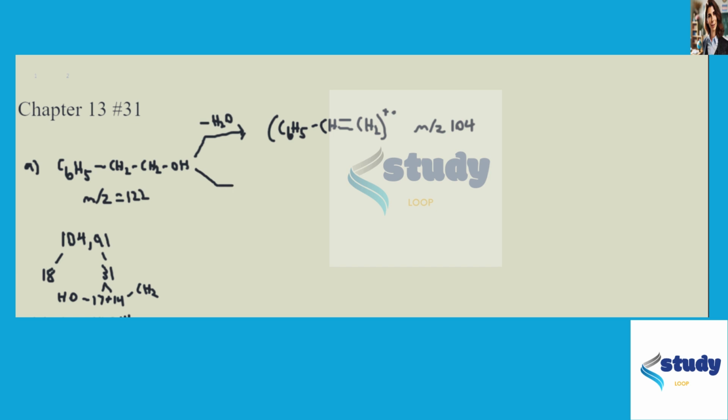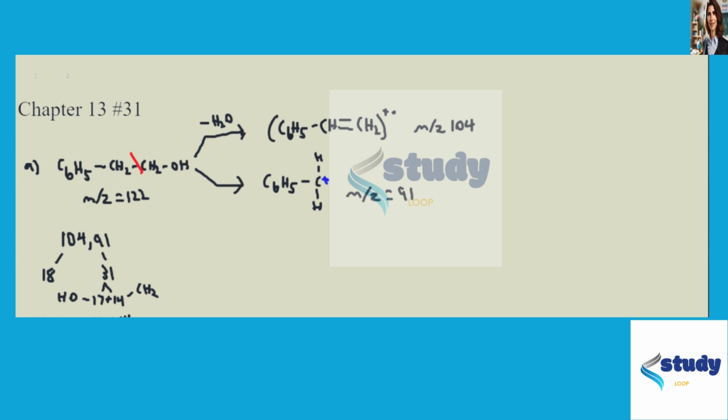And our other peak at 91 is going to be in the form of this molecule. Like I said, I'm thinking we're going to cleave a methylene group and an OH group. So we'll cleave it right here. And so that product is going to be this C6H5 CH, and there will be a carbocation right there. And so the m/z here is, in fact, 91.